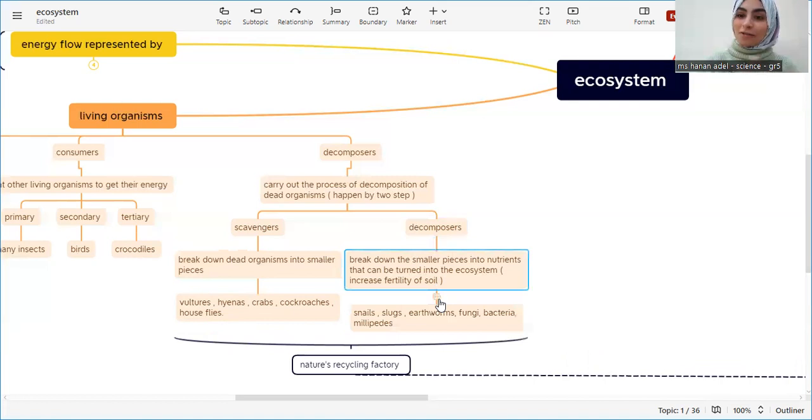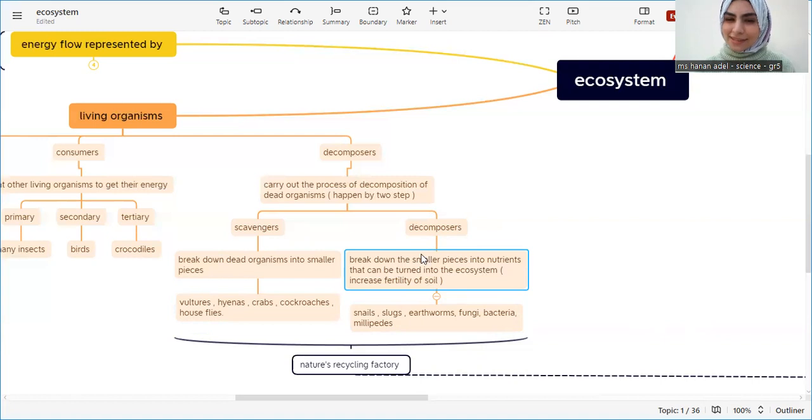They complete after them. They feed on the rest of these smaller pieces and change them into nutrients, which will go back to the ecosystem again to increase the fertility of the soil, to make it better for growing. The plant now can absorb it with the water and carry out the photosynthesis process for us. Like what decomposers? Like snails, slugs, earthworms, fungi, bacteria, and millipedes. These are examples of decomposers.